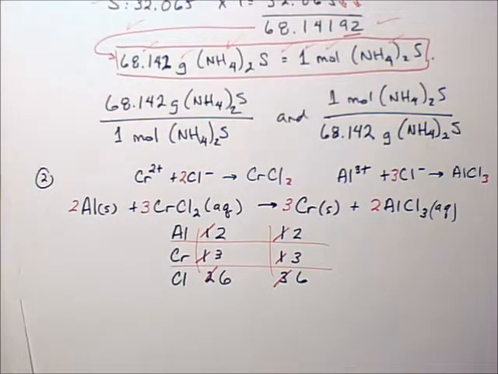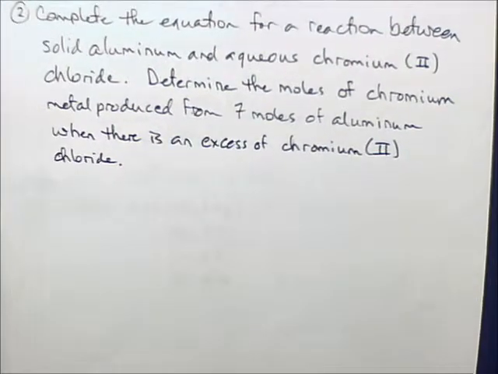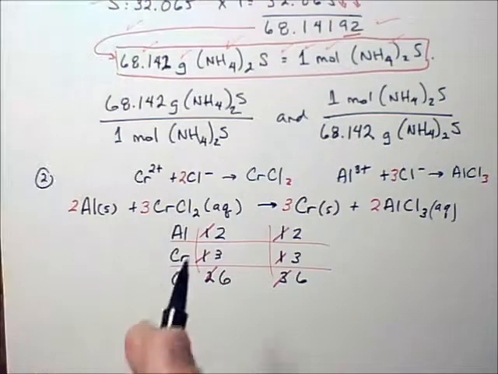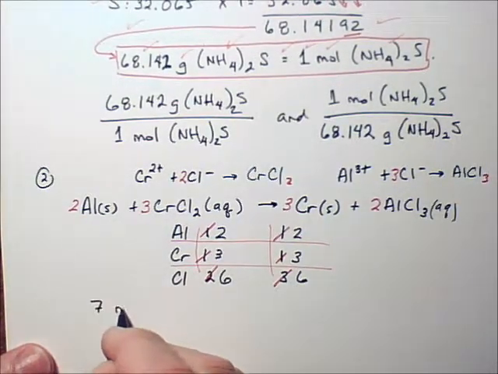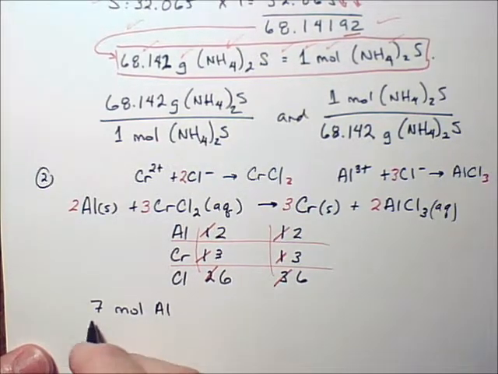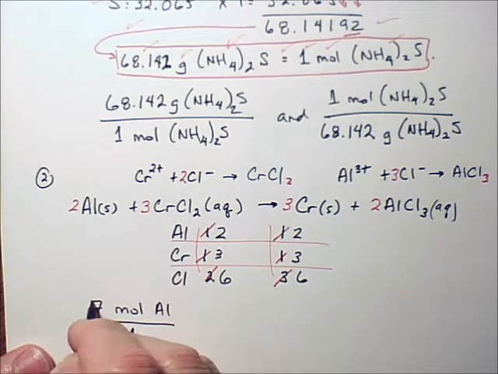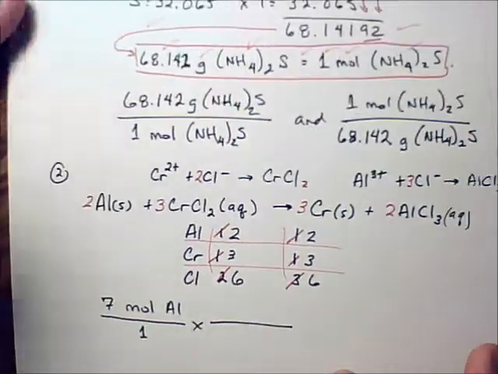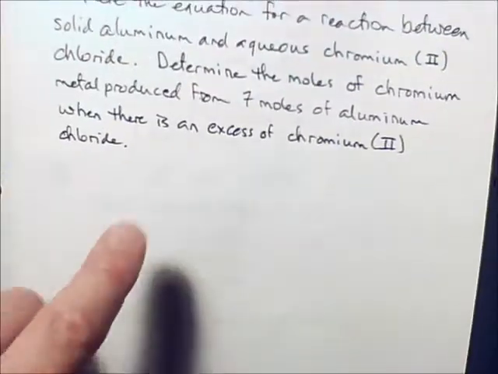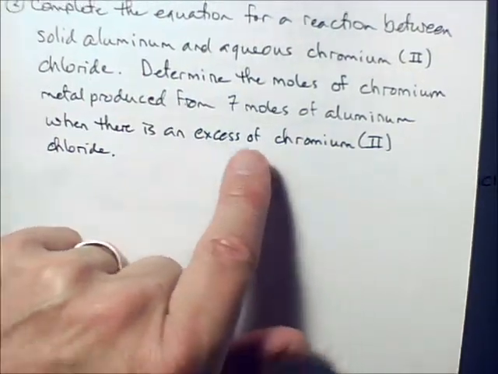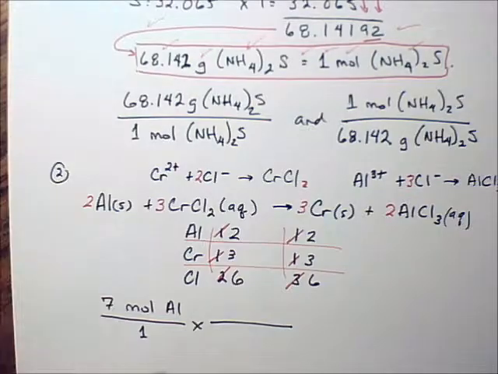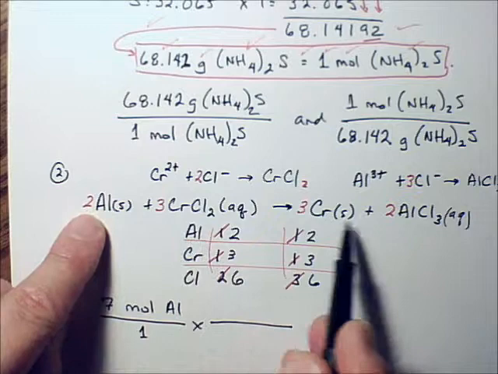All right. So our starting amount in this problem is 7 moles of aluminum. Starting amounts always go over a number 1. And then to go from the moles of one species to the moles of another, and that's what the prompt is asking you to do, we're trying to go from solid aluminum to, let's see, chromium metal. We're going to use the coefficients in the balanced equation.